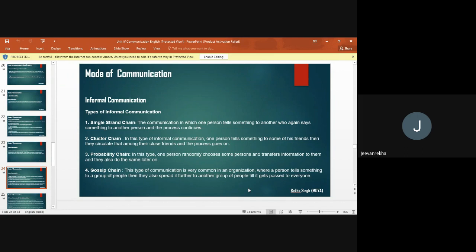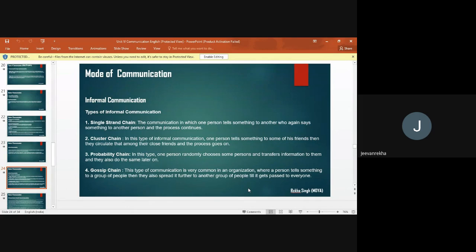Single strand chain means the communication in which one person tells something. I am telling you something. Who is the other person here? You. Who again says something to another person. I'm again saying something to you, and the process continues. I keep talking to you about some point. That is single strand chain. I'm talking to you and you are listening, right? The process continues.